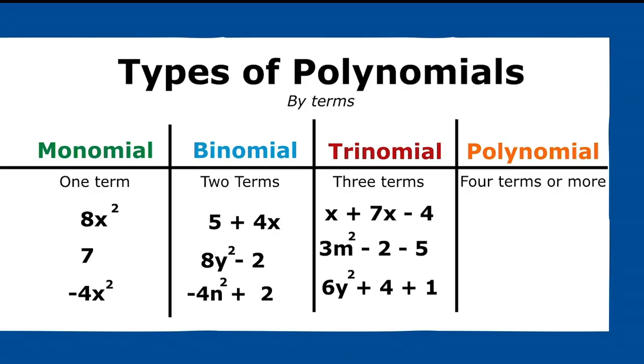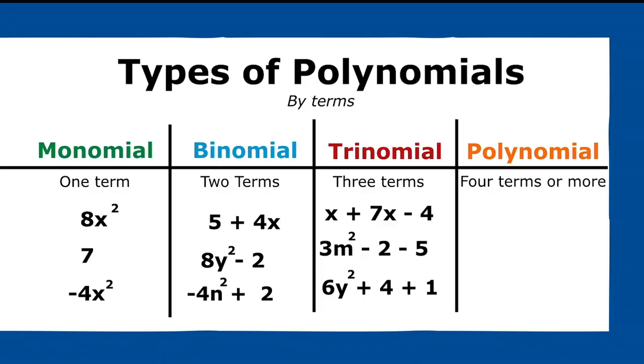So I can have x plus 7x minus 4, 3m to the power of 2 minus 5, or I can even have 6y to the power of 2 plus 4 plus 1. These are all trinomials. These are all three terms. And as you see, all three groupings of numbers, in other words, terms, are separated by the addition and subtraction sign. So really paying attention to that operation sign and seeing where a new number starts is basically going to tell you how many terms you have.